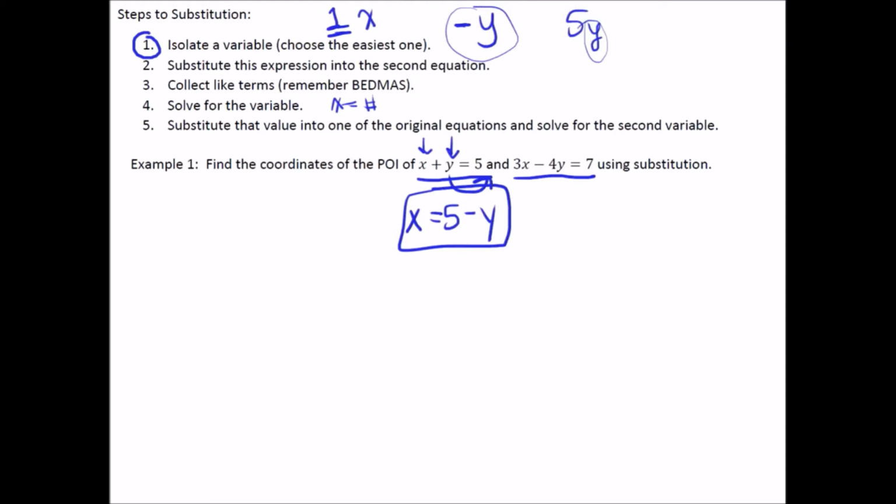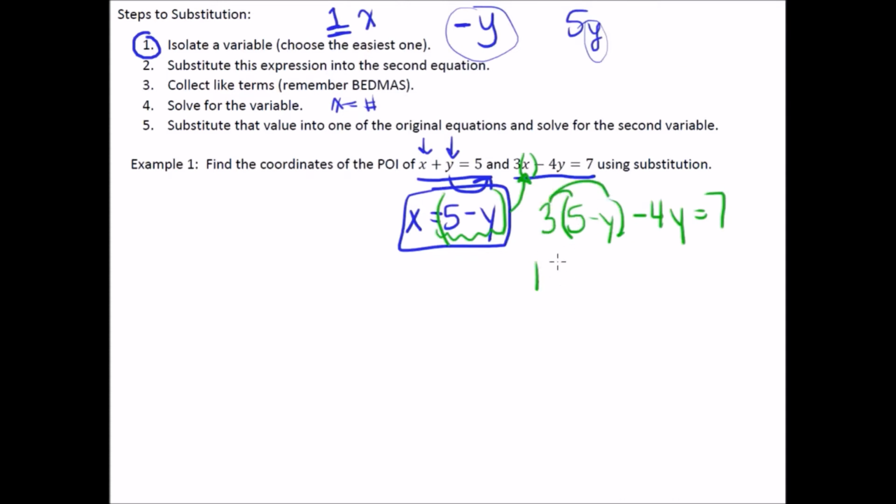So if we were to take this expression, 5 minus y, and plug it into the second equation exactly where the x is, this is what it's going to look like. We're going to have the 3, and then in brackets, the x, which is 5 minus y. And we have minus 4y equals 7. Now all we have to do is collect like terms and solve.